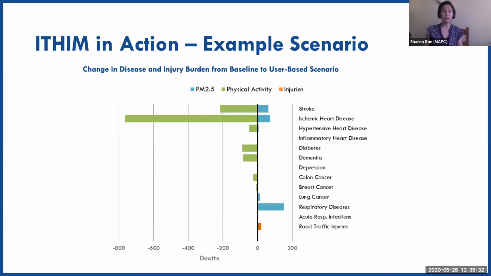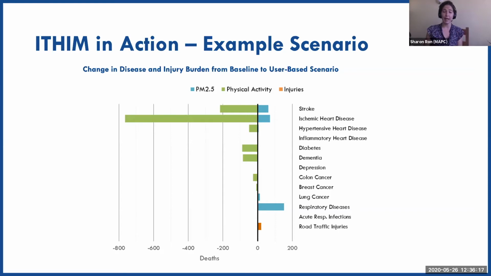And these are benefits to those cardiometabolic diseases that we described before. So stroke, heart disease, hypertension, dementia, diabetes, and colon cancer and breast cancer. But we're also seeing that with this increased active transport, there are increased risks for air pollution exposure and traffic-related injuries. And as Barry spoke to with that graph that showed us this is the tipping point, we don't expect that those increased exposures to offset the net benefit of physical activity. But ITHIM allows us to tease that out a little bit more and see the different influences of these different exposures on our net disease burden.